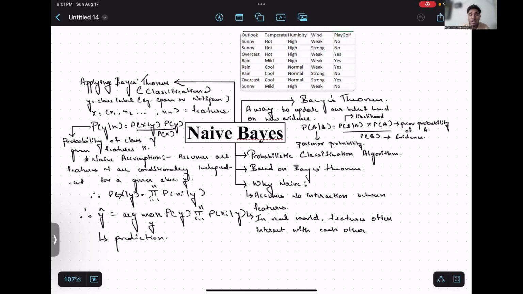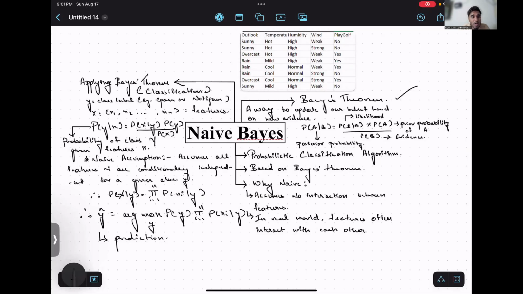Now let's look into the foundation of naive Bayes, the Bayes theorem. Bayes theorem provides a way to update our belief about an event based on new evidence. The formula for Bayes theorem is: probability of A given B is equal to probability of B given A times probability of A, divided by probability of B.